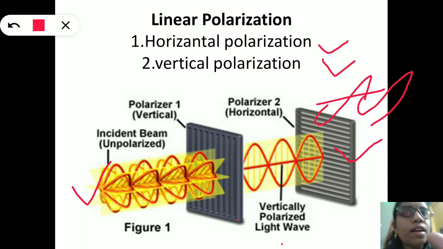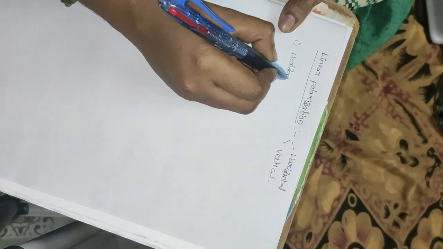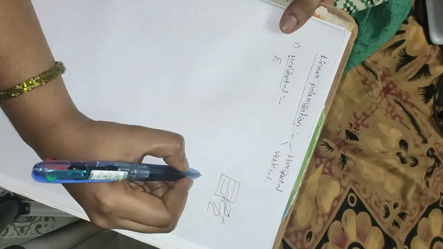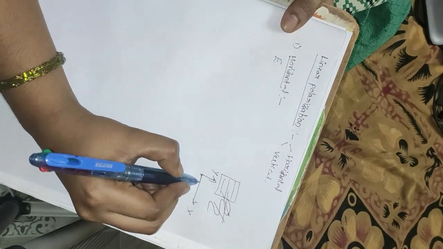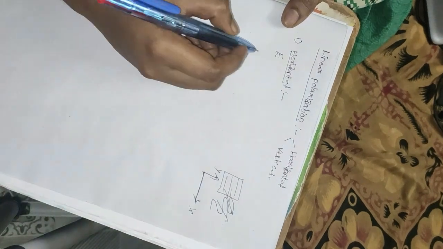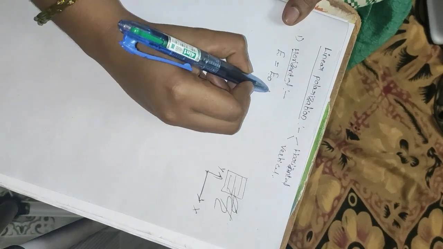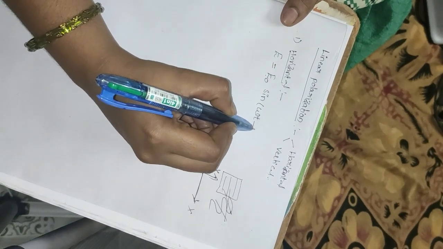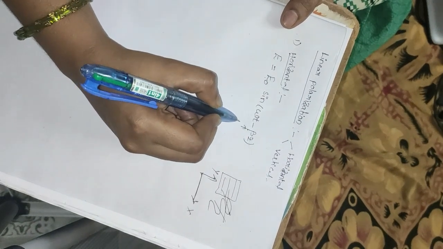Okay, and the first is horizontal polarization. So in horizontal polarization, if you take these as the x and y axes, the horizontal polarization will be calculated along the x axis. So E equals, I am defining my E field as E naught, the magnitude, into sin of omega t minus beta z, where beta is the phase constant.